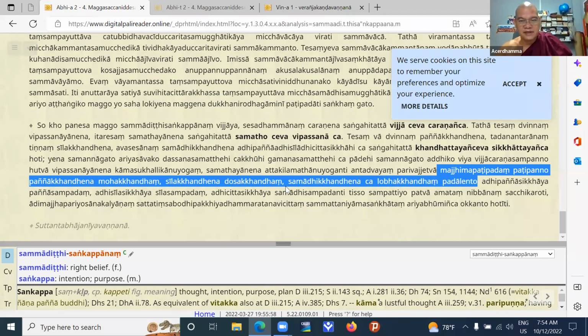Sila khandena dosa khanda padalito: it removes dosa. Sorry, dosa khanda. Sila khandena dosa khanda, samadhi khandena loba khanda. Khanda here is not darkness, but khanda. So panya removes moha, sila removes dosa, samadhi removes loba.